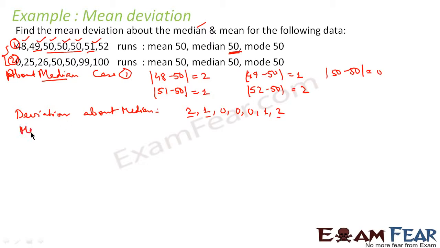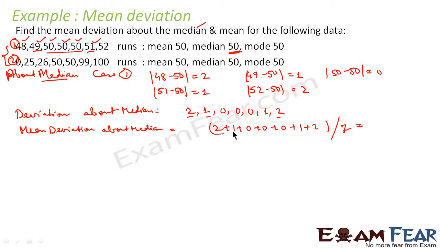Now we have to find the mean deviation about median. To find the mean deviation about median, we just have to find the mean of these values. That is 2 plus 1 plus 0 plus 0 plus 0 plus 1 plus 2 divided by the number of values. The number of values is 1, 2, 3, 4, 5, 6, 7, so divided by 7. And that is nothing but 6 by 7. That is our mean deviation about median for sample A.